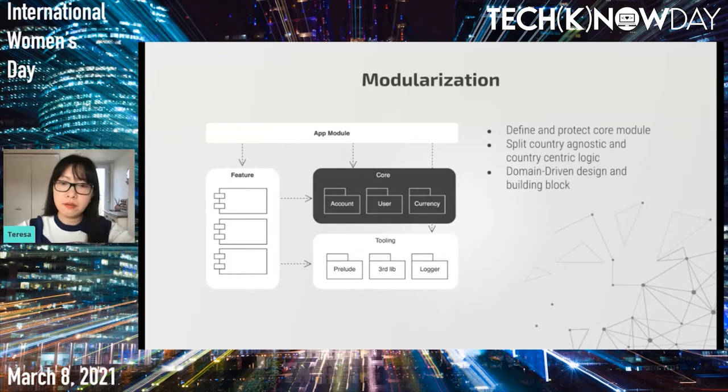On the left side of the core module are the feature modules. In there, we split the common global functions from localized functions at the file structure level. In this way, it forces us to decouple country-specific logic from country-agnostic logic.